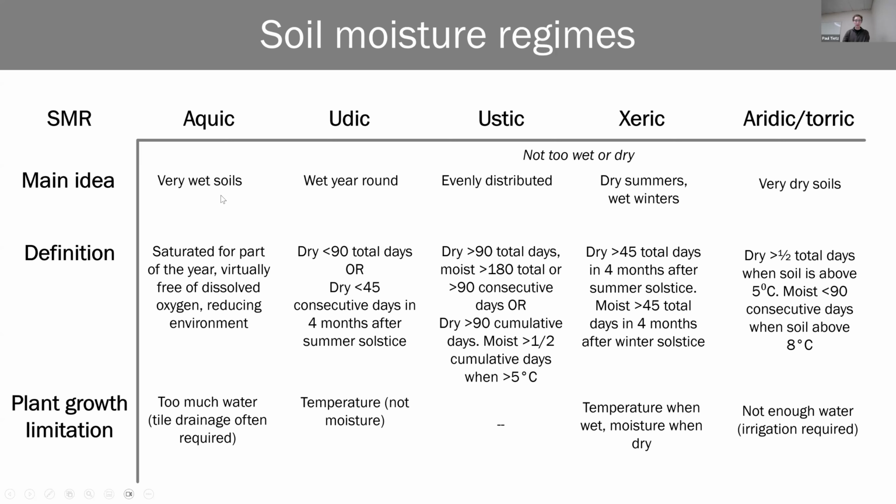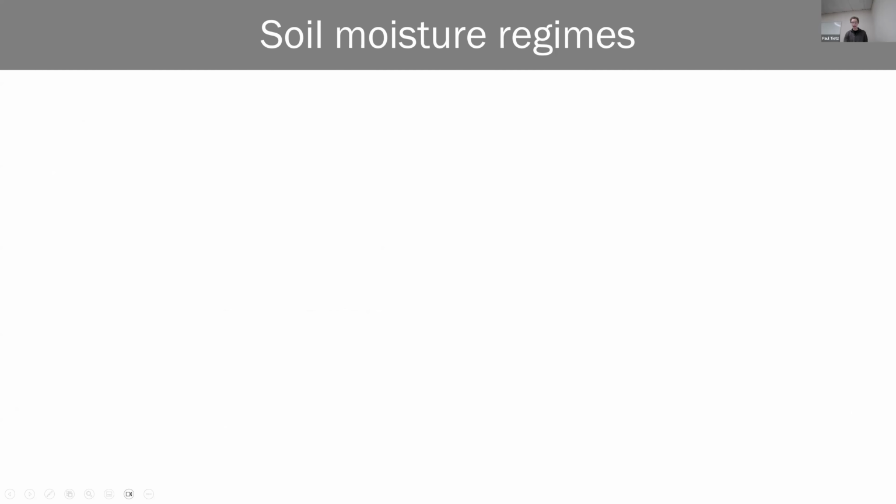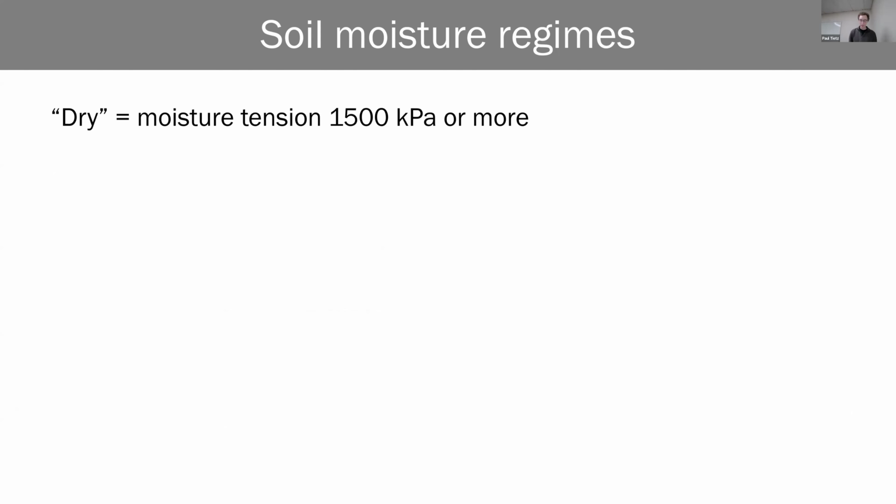When we talk about Udic, which gets wet year round, Xeric, which has a dry summer and wet winter, and Aridic, which has a very dry soil, what does it really mean to be wet and dry for a soil profile? Well, it has to do with the moisture tension in the soil as we measure it in kilopascals.